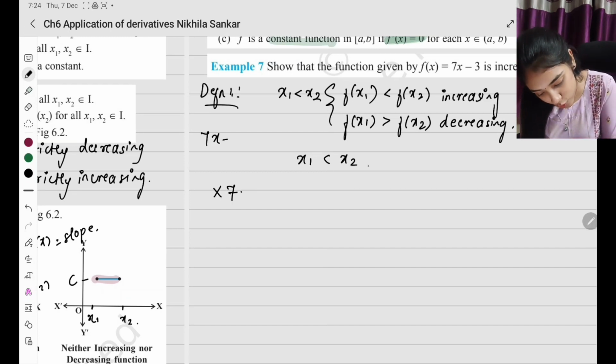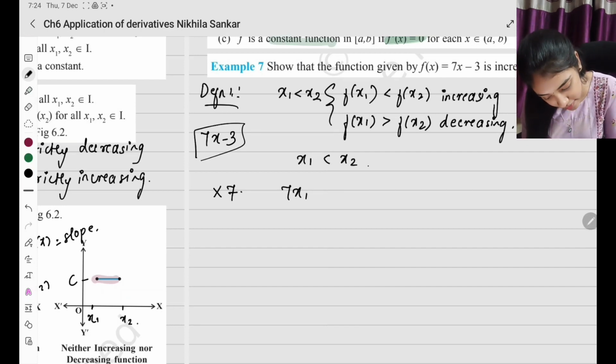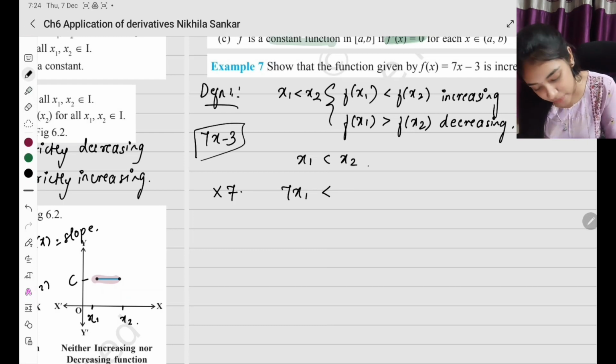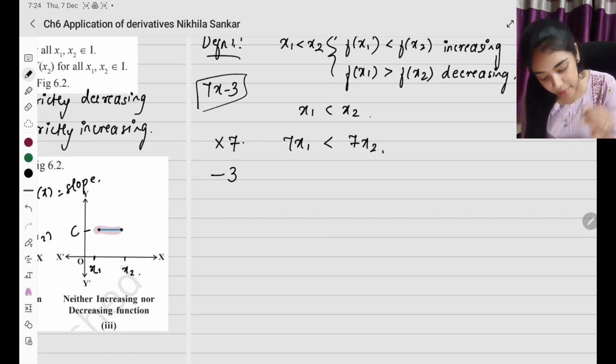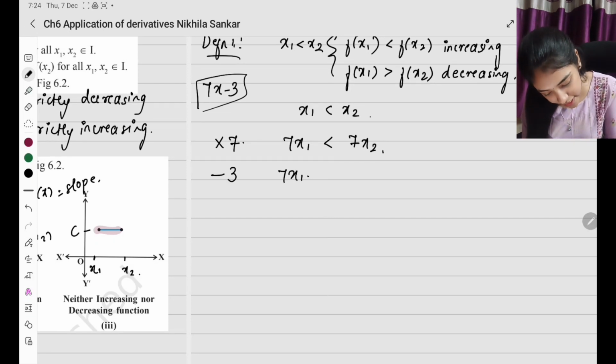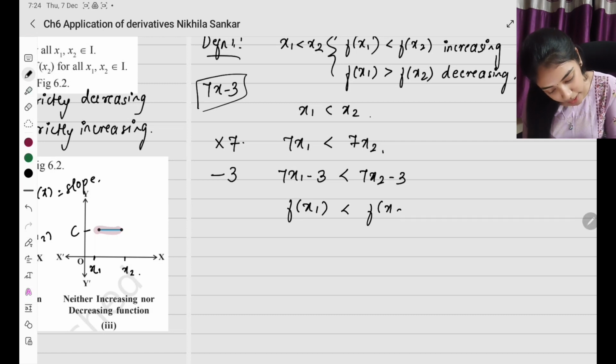எனக்கு என்ன function வேணும்? 7x minus 3 வேணும். I'm going to multiply both sides by 7. So 7x1, and the inequality remains the same. Inequality chapter la paathomla. So I have 7 times x2. Now I'm going to subtract 3 on both sides. So I have 7x1 minus 3 less than 7x2 minus 3. So this is nothing but my f of x1 and this is my f of x2.